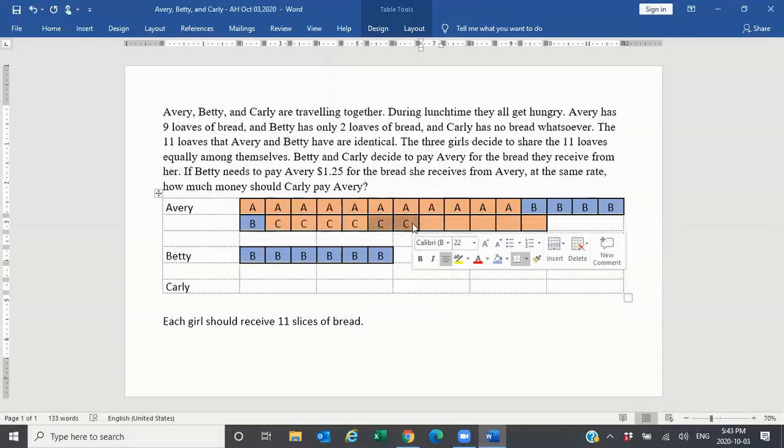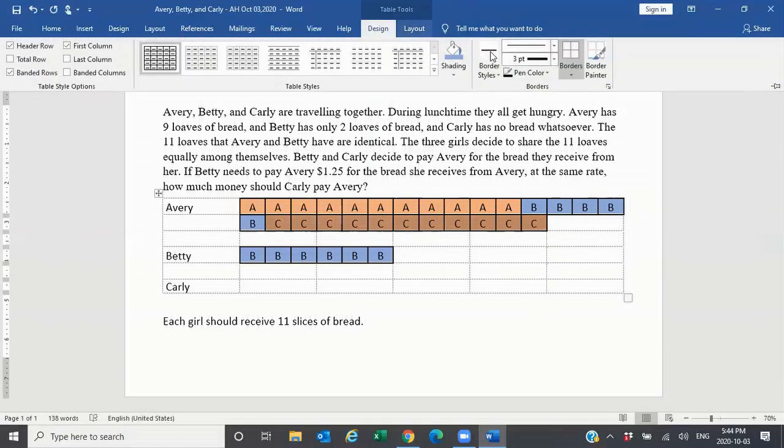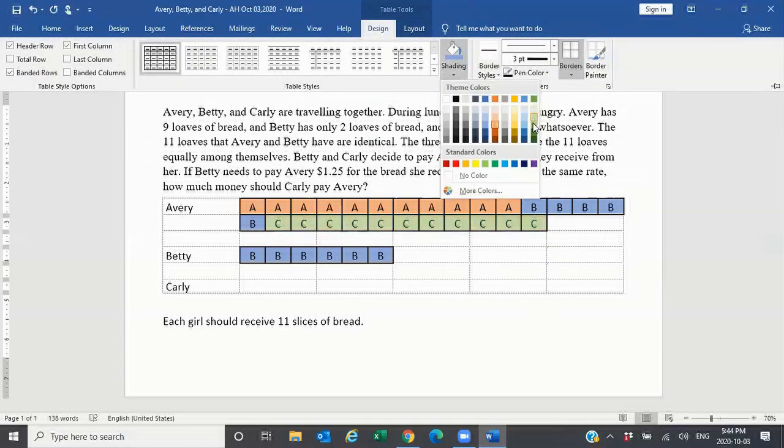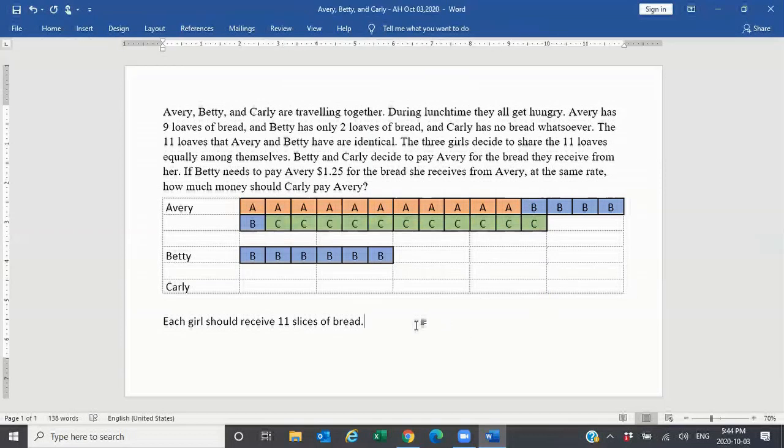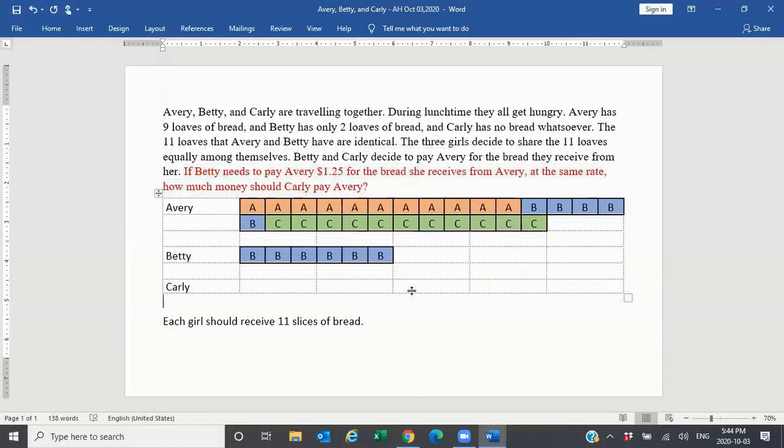Because Avery doesn't get that much bread. There we go. Now it should work, as soon as I highlight these two. There we go. That's what I wanted to do. And there's just one here. I'm going to make her bread a different color than Avery's and Betty's. I'll make it a light green color so we can see the writing on it. I'm going to make it a dark red color.